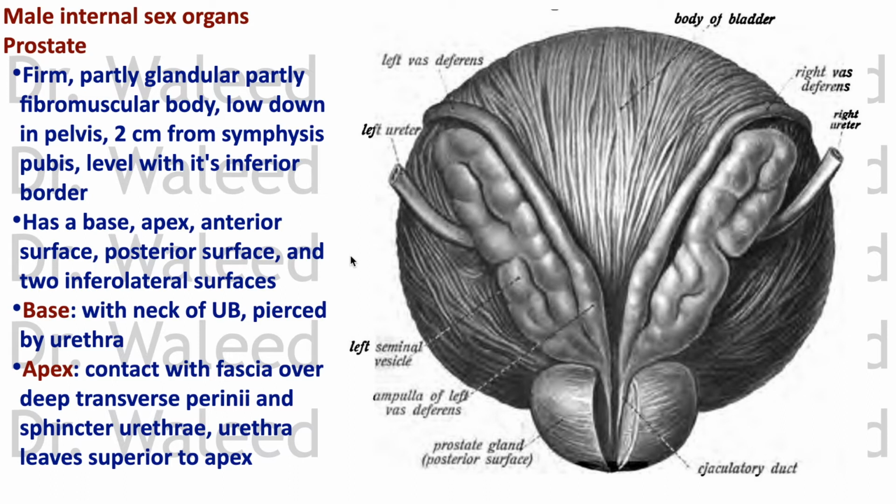The apex is directed downwards and in contact with the fascia of the deep transverse perineal muscles and the sphincter urethrae muscle, together called the urogenital diaphragm. It's in contact with the fascia of this diaphragm, and the urethra leaves the prostate superior to the apex, not from the apex, and this is a multiple choice question.